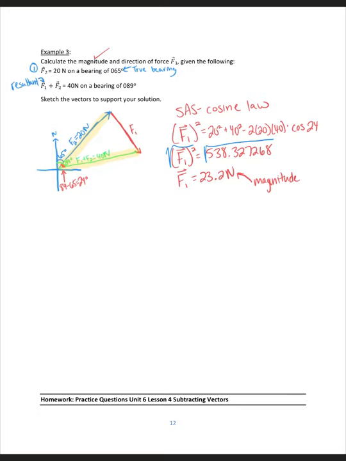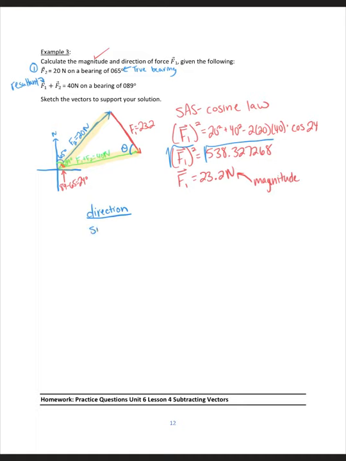So the direction of our resultant is how we go from one force to the other force. So keep in mind that if we were looking at this in terms of force 1 and force 2, then our theta would be located here. So that's the angle we're trying to find. We know now that this side over here is 23.2. So I have a side angle pair there with force 1, so I should be able to use sine law for the direction.